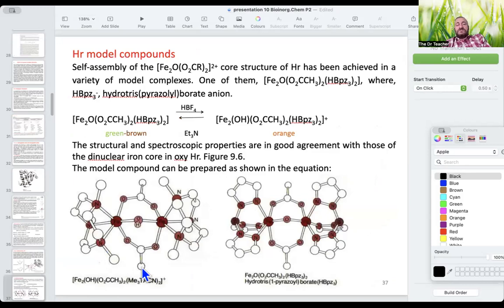Hemerythrin model compounds. So we introduce a model compound similar to the hemerythrin. The iron here is a green-brown molecule, with HBF4 forming an orange molecule. And then you can come back using the N-ethyl group to get the same molecule. So this is a model compound for hemerythrin.